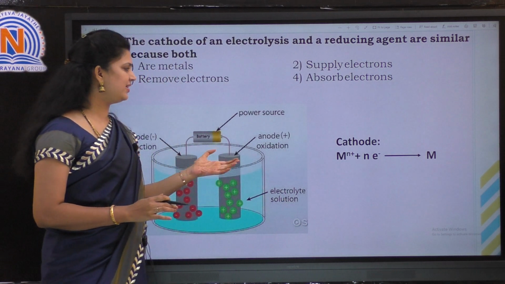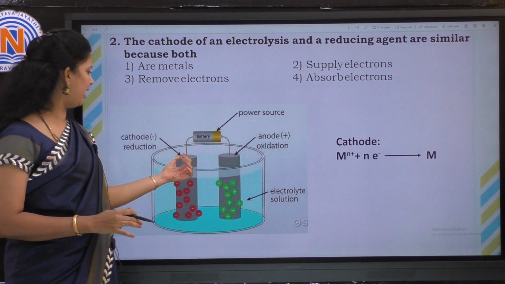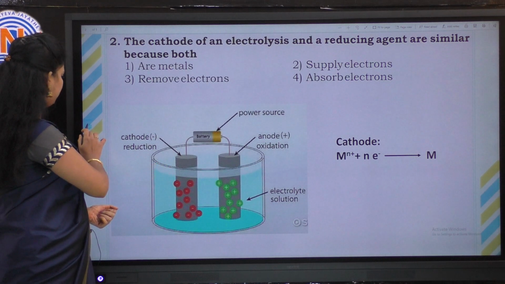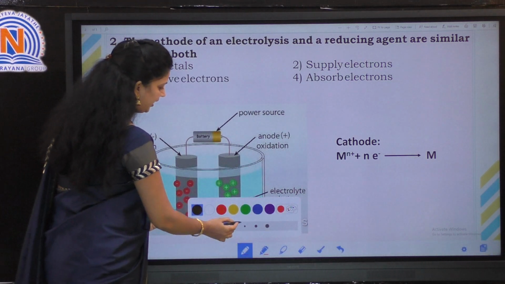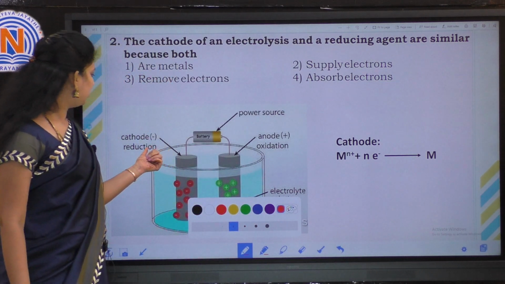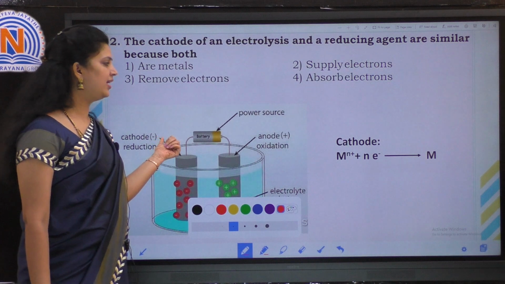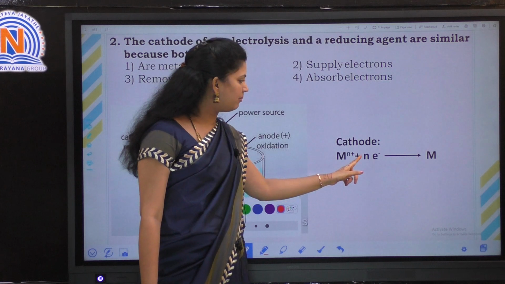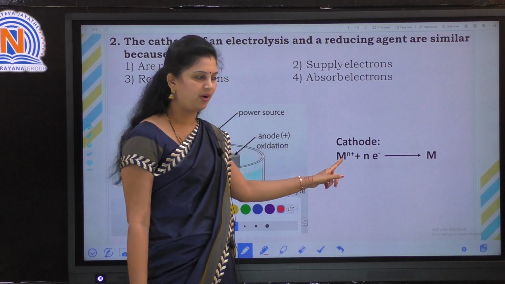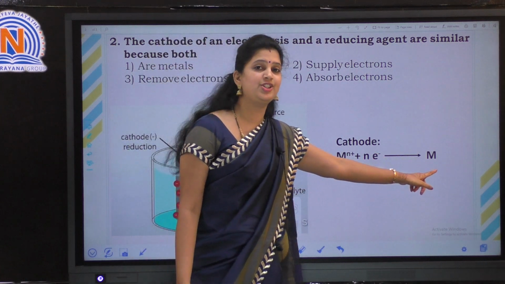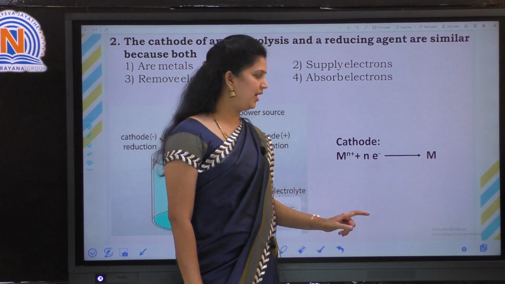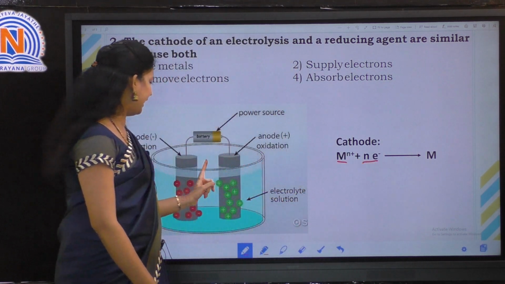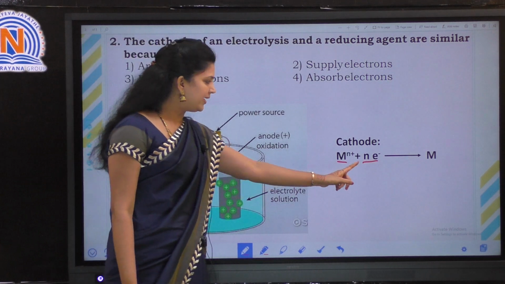So when we talk about that, let us just recall the same figure where I am just focusing on cathode. So cathode is an electrode where obviously reduction occurs and which is negatively charged. If you recall the half cell reaction of cathode, a metal ion by accepting electrons is converted into metal, the pure form of the metal. Now this is very clear that metal is accepting electrons at cathode. So metal is accepting electrons.